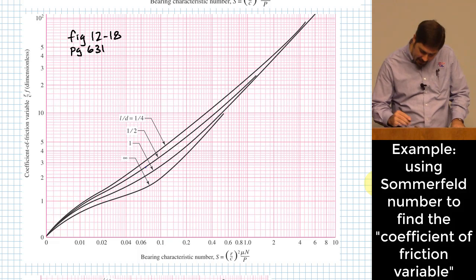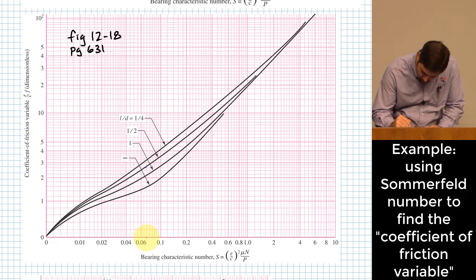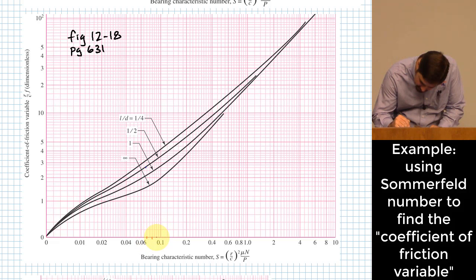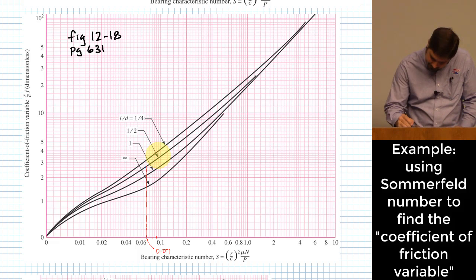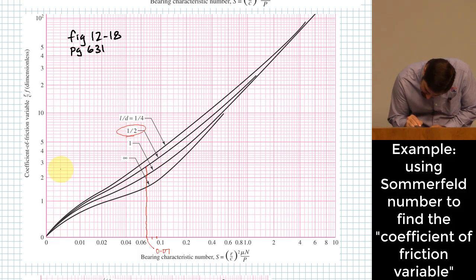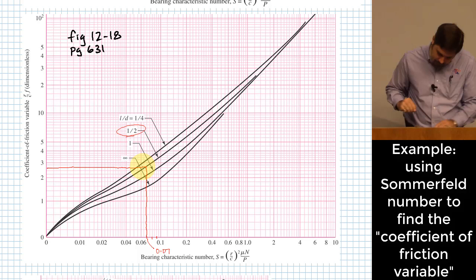So, what is our bearing characteristic number? 0.0676. I believe this one might divide similarly to our last one, where it goes 6, 7, 8, 9, and 1. So this value right here is 0.07. So we go a little bit to the left of that, and read up until we hit that point right there, because it's our 1/2 ratio. And so then if I read from there over here, 2, 2.2, 2.4, 2.6.